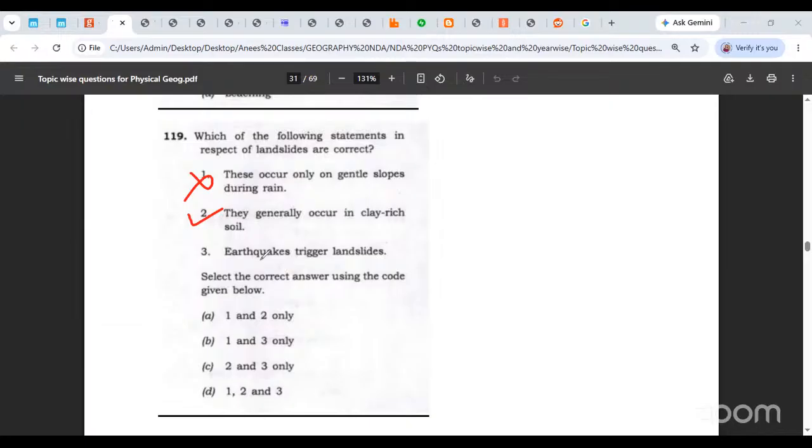Earthquakes trigger landslides. Does this statement hold true? Yes, statement सही है. Yes, yes, of course, yes. So we are going with 2 and 3. Okay.